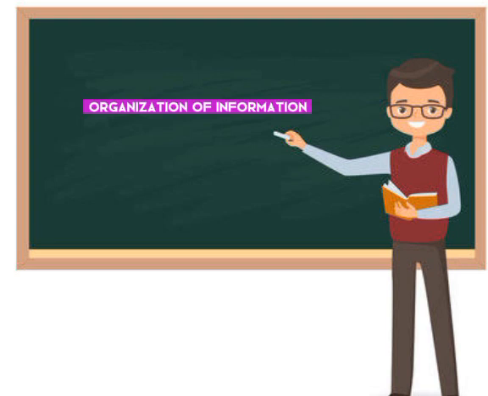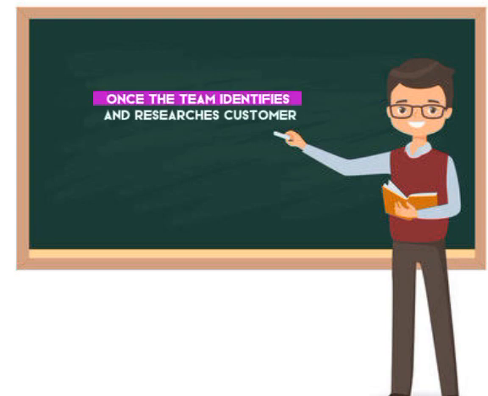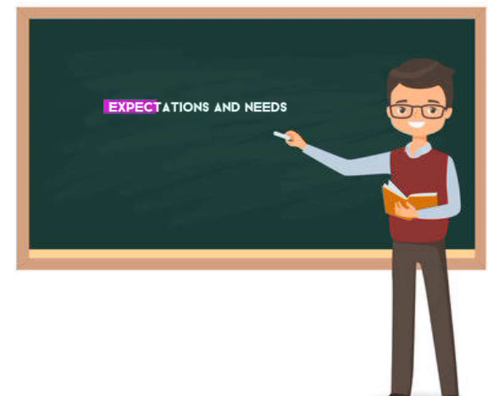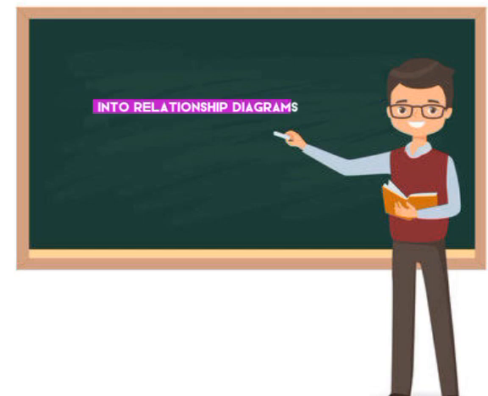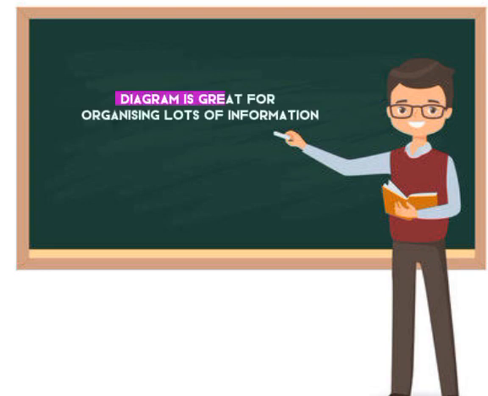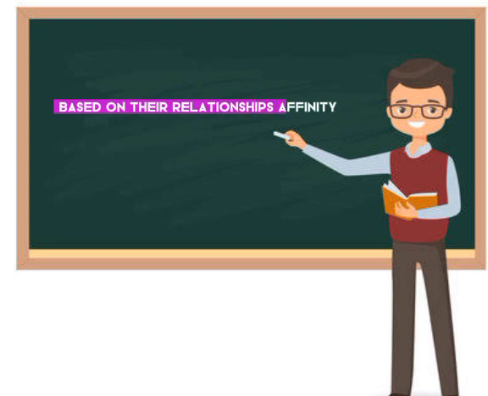Organization of information. Once the team identifies and researches customer expectations and needs, they process the information using methods like affinity diagrams, interrelationship diagrams, tree diagrams, and cause and effect diagrams. The affinity diagram is great for organizing lots of information based on their relationships.